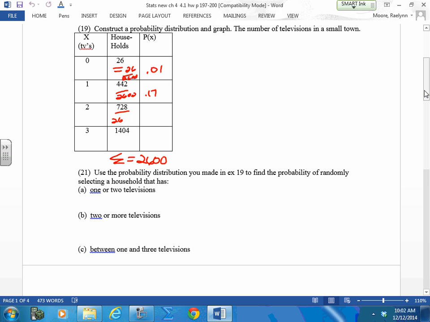The next one. And the last one. What should these all add up to? 1. All your probabilities should add up to 1. To be a probability distribution, what are the two things that have to happen? Good. Each probability has to be between 0 and 1. Good. And the sum of the probabilities has to be 1.